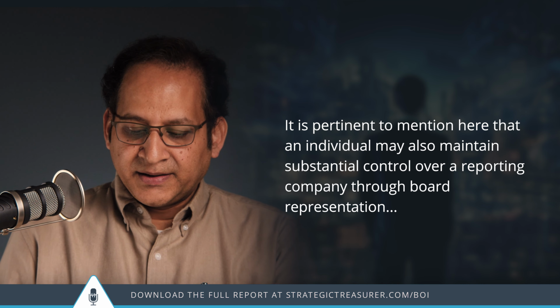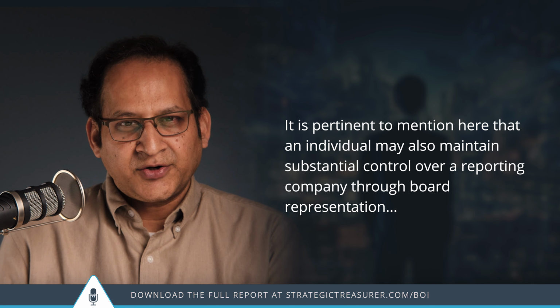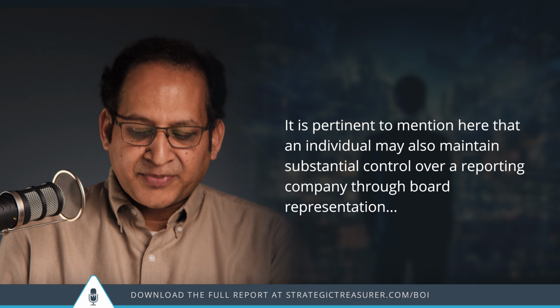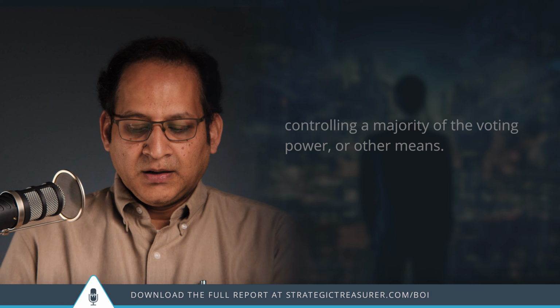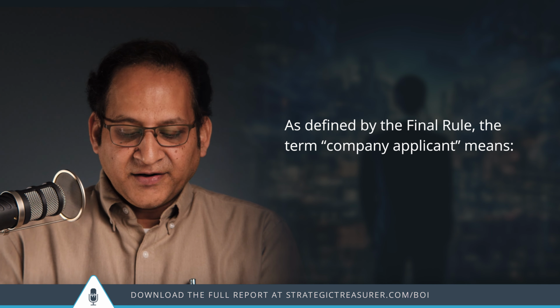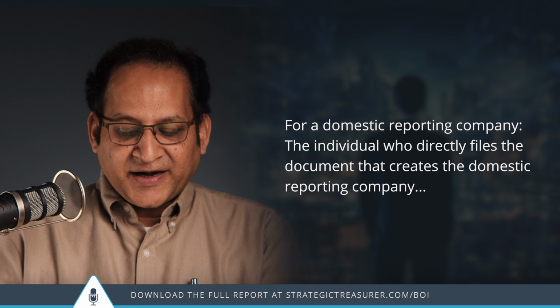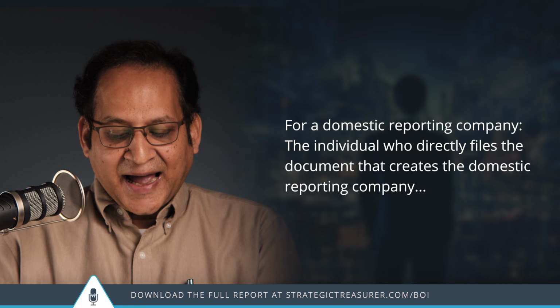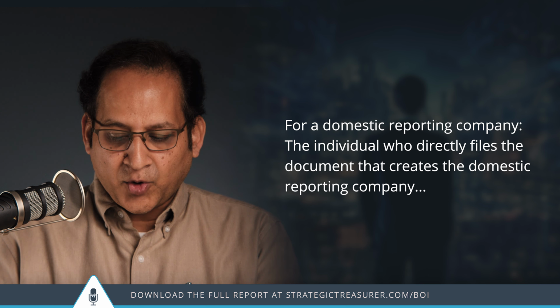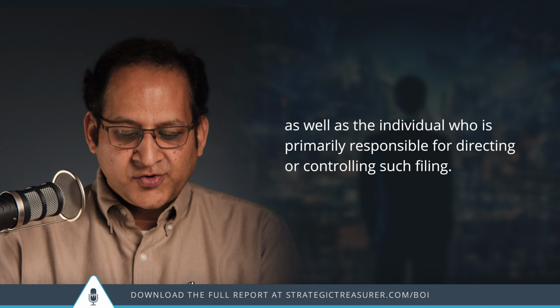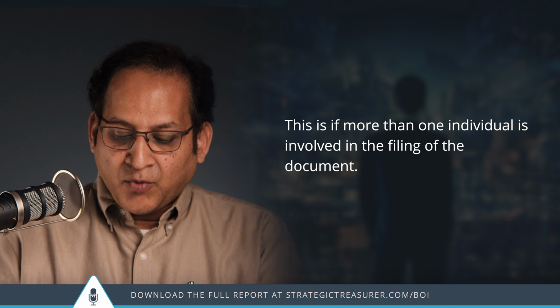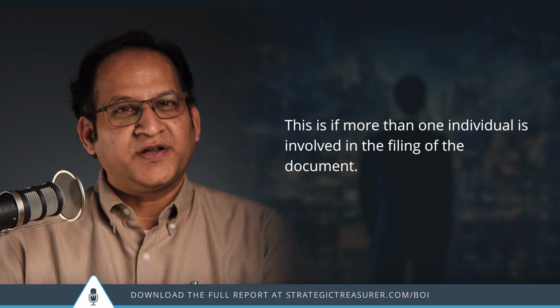It is pertinent to mention here that an individual may also maintain substantial control over a reporting company through board representation, controlling a majority of the voting power, or other means. After defining beneficial owner and substantial control, the third key term is company applicant. As defined by the final rule, the term company applicant means, for a domestic reporting company, the individual who directly files the document that creates the domestic reporting company, as well as the individual who is primarily responsible for directing or controlling such filing. This is if more than one individual is involved in the filing of the document.